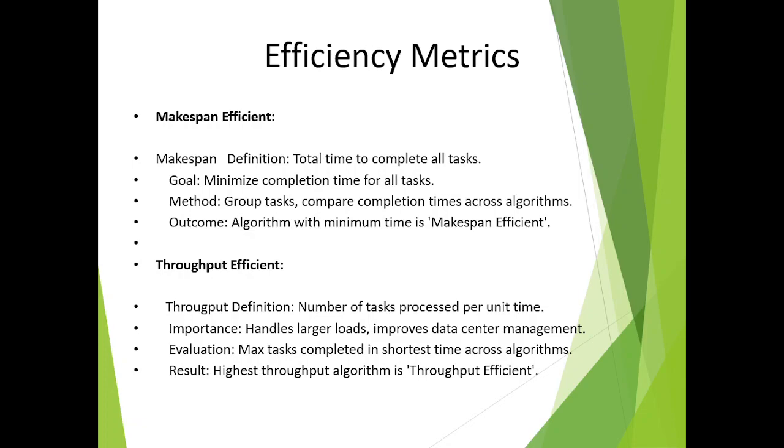Coming to throughput efficient. Throughput is the number of tasks processed per unit time. The more tasks processed per unit time, the more efficient the algorithm is. So the algorithm with the maximum throughput, or maximum number of tasks completed per unit time, is the most efficient and hence is called throughput efficient.